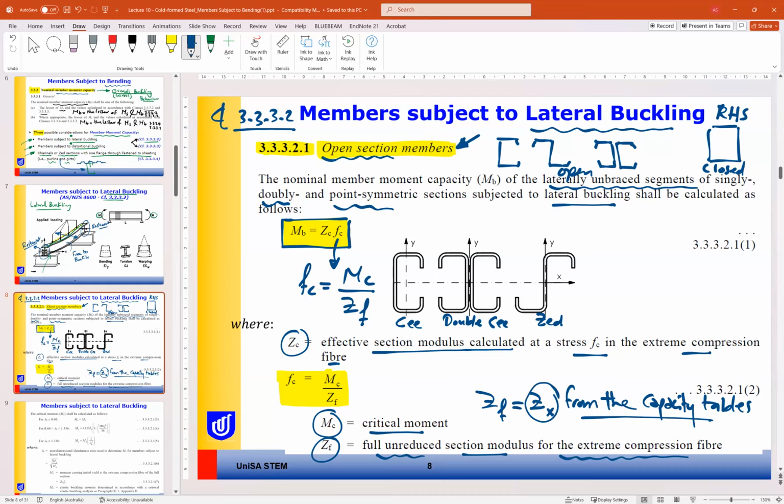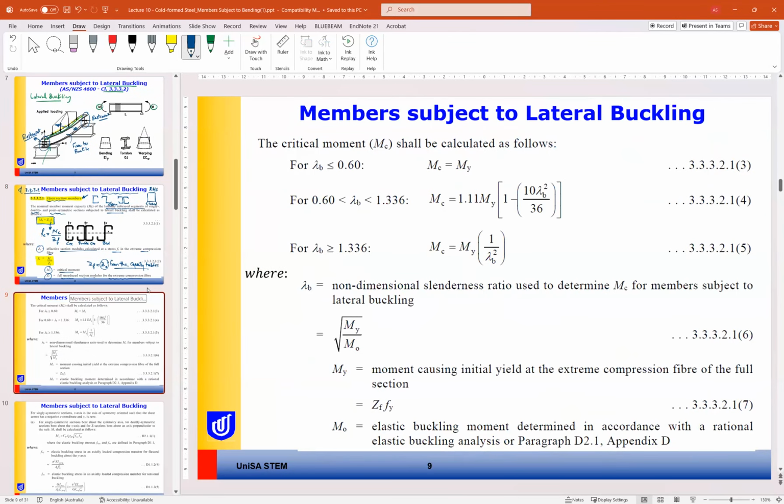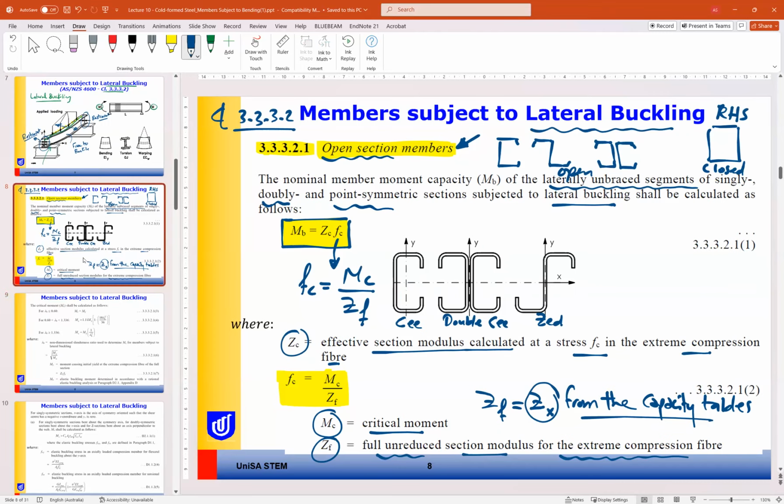So if we know ZF and MC, we can find FC, and then we will need to find ZC. But let's start first with how to find MC. How to find ZF is already given in the table, so no problem with ZF. So our target firstly is how to find the critical moment for lateral torsional or lateral buckling.